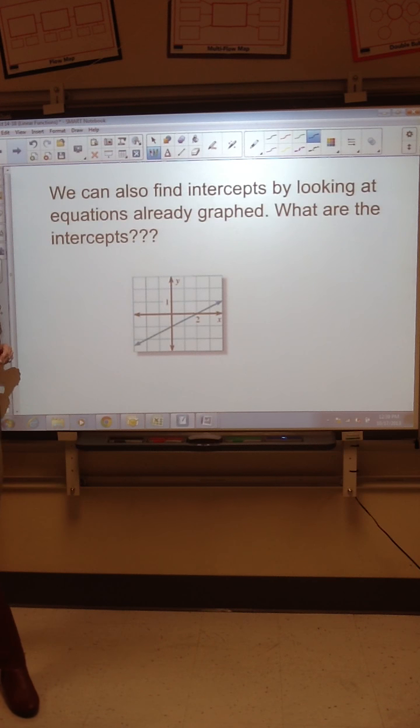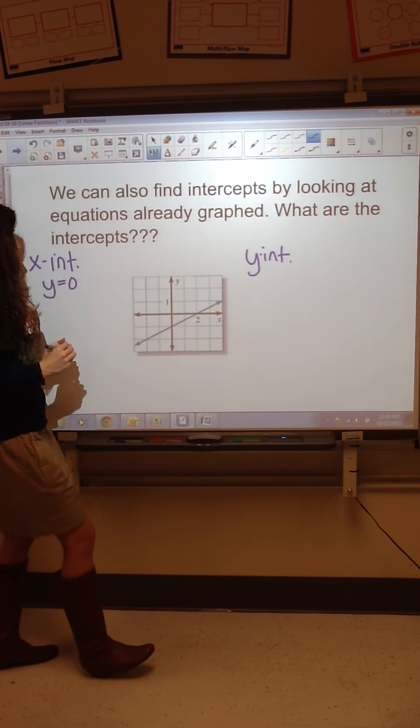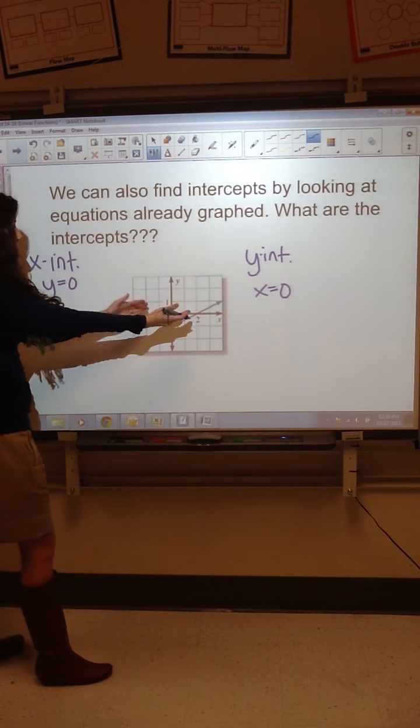Okay? We can also find the intercepts by looking at equations that are already graphed. Notice that I've given you guys the blue line. So now can we easily find the x-intercept? Well, let's remind ourselves. The x-intercept is where it crosses the x-axis. That means y is 0. Okay, and the y-intercept is where it crosses the y-axis. So what does x have to be? x must be 0.